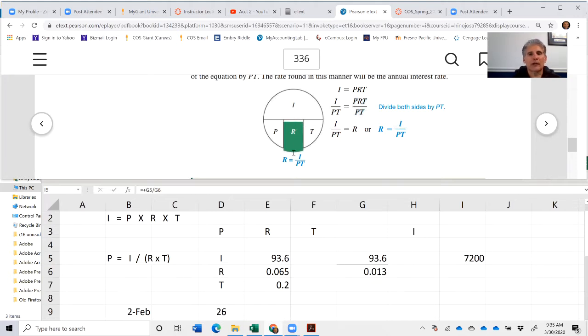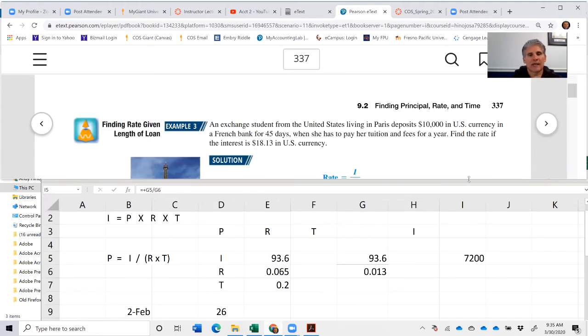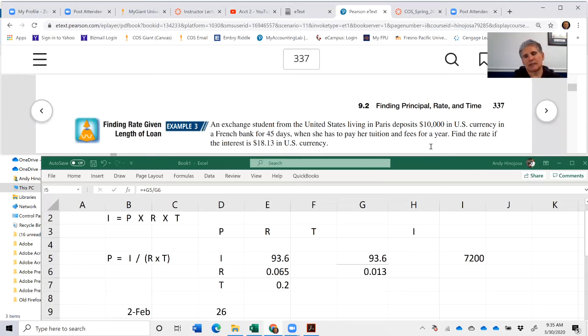If you pull the R out of this little graphic, you're left with I divided by PT. So R is equal to I divided by PT. Let's see if we can solve for that. An exchange student from the United States living in Paris deposits $10,000 in US currency in a French bank for 45 days. When she has to pay her tuition fees for the year, find the rate if the interest is $18.13 in US currency. Go ahead and pause and see if you can solve.